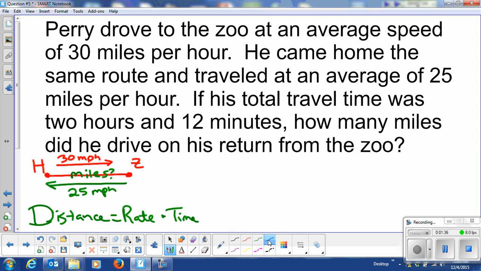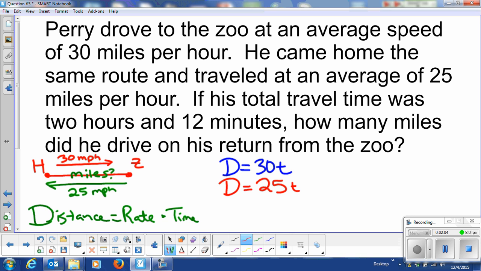So let's first look at him driving to the zoo. So his distance would be equal to his rate of 30 miles per hour, and he was traveling for some amount of time because it doesn't say how long. And then on his way home, his distance would be equal to the 25 miles per hour, his rate, times some amount of time as well. And we don't know the times.